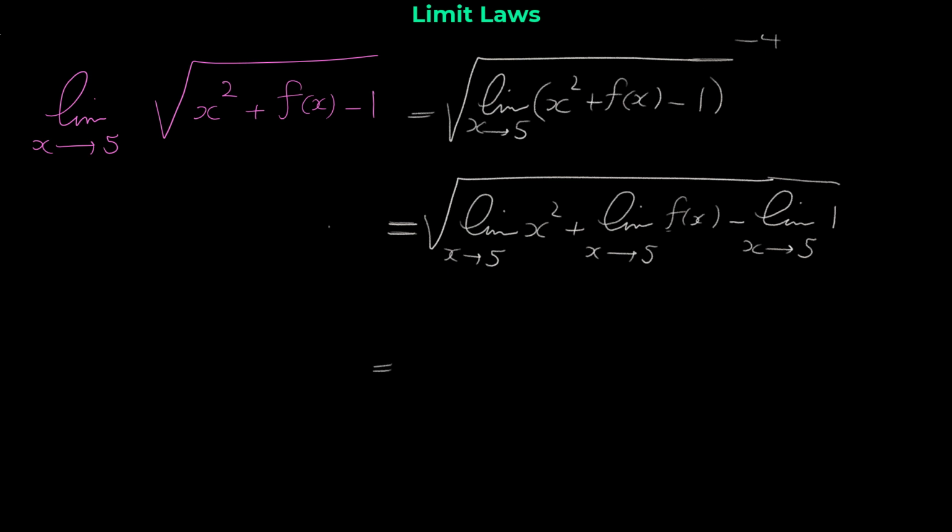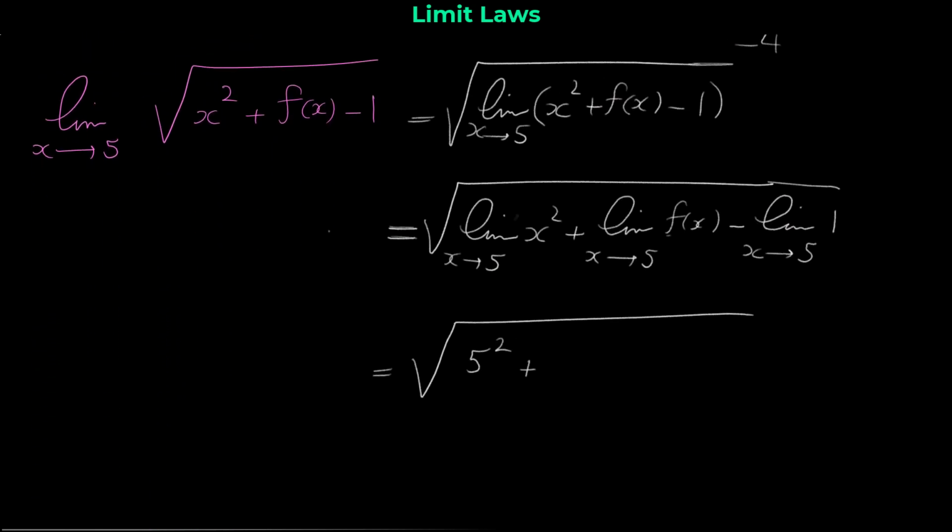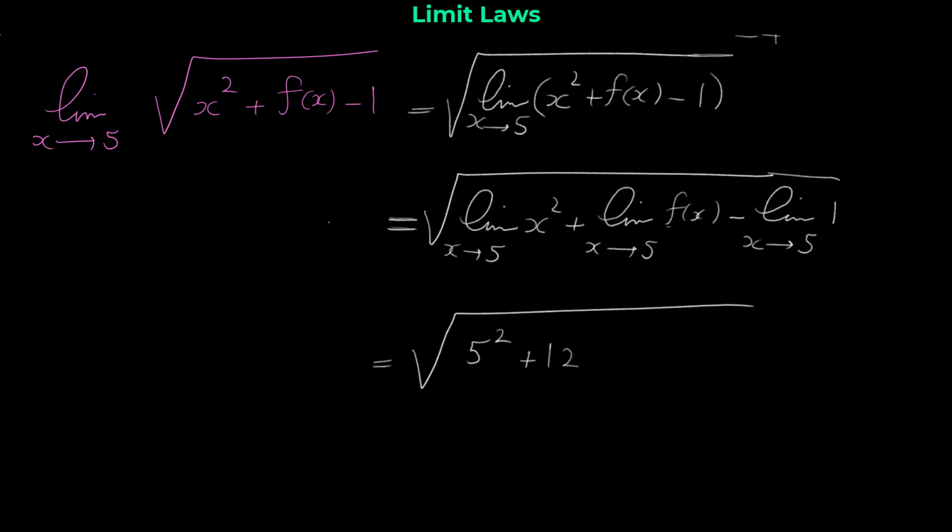Now, what is the answer finally? The limit of x2 when x approaches 5 is simply 5 to the 2. We plug in 5 for x, so the square root of 5 to the 2. What was the limit of f of x when x approaches 5? It was 12. So we have plus 12 minus, and the limit of any constant, it doesn't matter what x approaches, is the same constant, so minus 1. 5 to the 2 is 25, plus 12, 37, minus 1, 36, so the radical of 36, or 6. So the answer of this limit is 6.